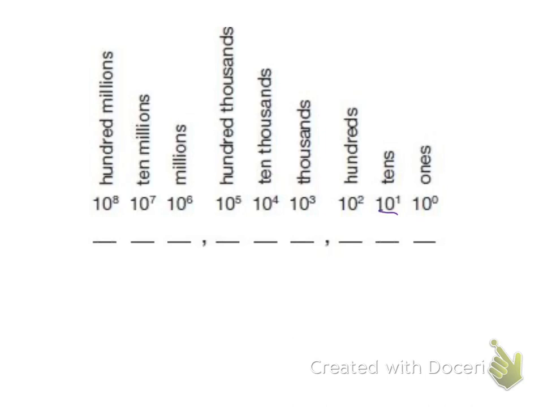10 to the first power is the tens place. 10 squared is the hundreds. 10 cubed is thousands. 10 to the fourth power is 10 thousands. 10 to the fifth is 100 thousands. 10 to the sixth is millions. 10 to the seventh is 10 millions. And 10 to the eighth is 100 millions.